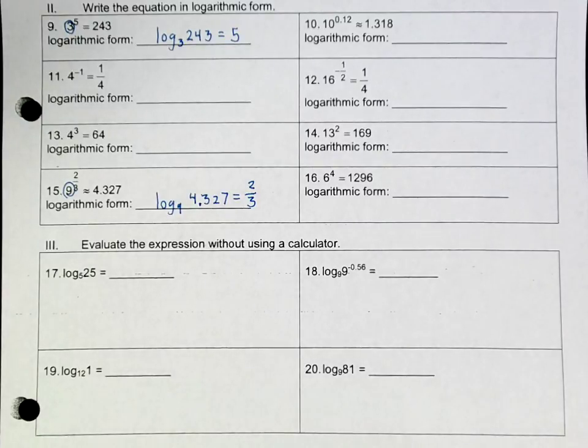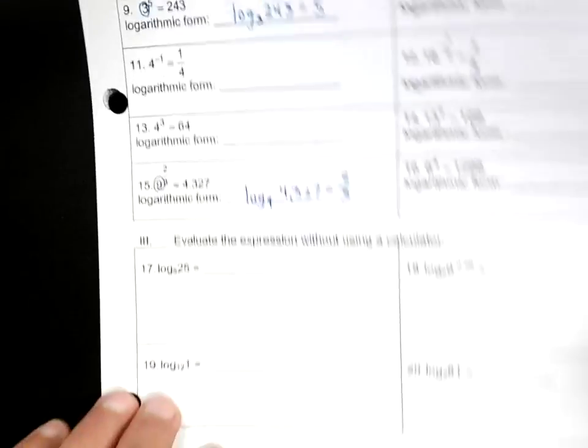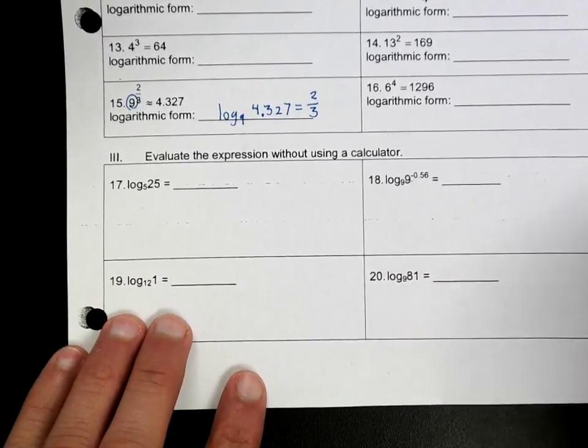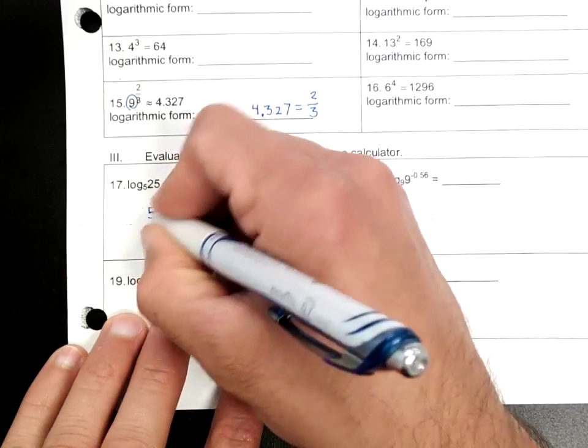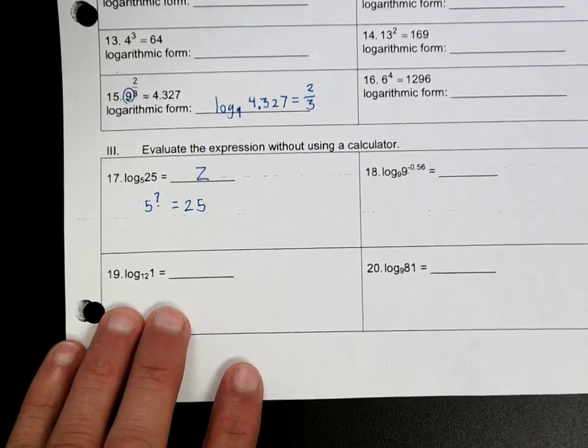Okay. Now let's take a look at the rest of them. So the rest of them they're asking you to do this without a calculator, basically from 17 all the way to 32. This should be relatively quick though. So on a problem like 17, remember, this is what we just finished doing. I'm asking you 5 to the what power is 25. That's a 2, right? That's all you're doing.